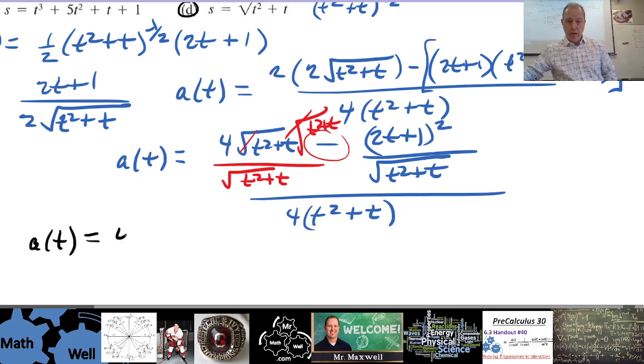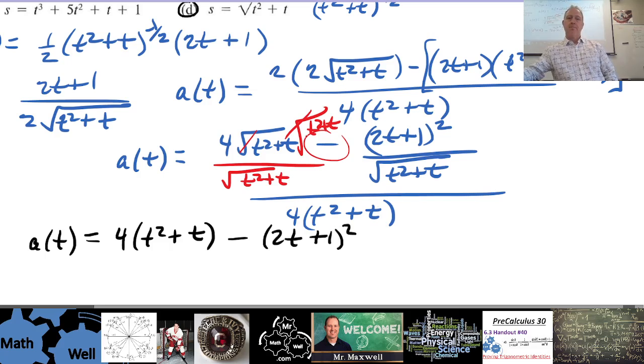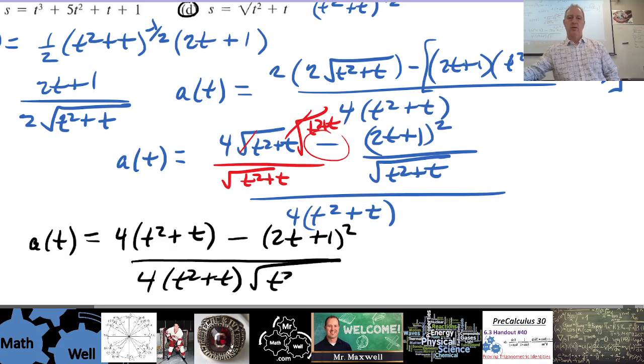So what have I got here? Now I've got 4 times t squared plus t. I've got minus, what have I got over here? 2t plus 1 all squared. And all of this is over root t squared plus t. Now if all of it is over the same denominator and I have another denominator, I can write that as a product down there, right? So I'm going to go 4 times t squared plus t times this root t squared plus t.